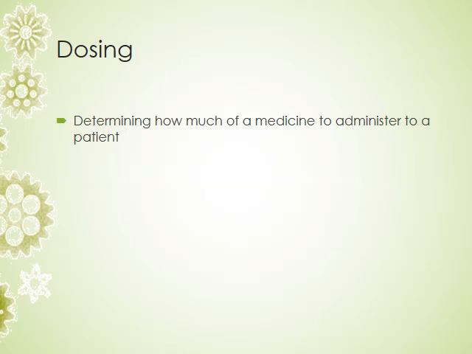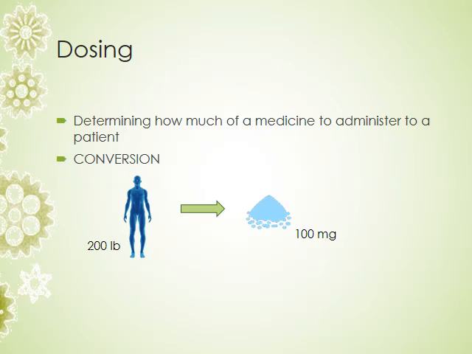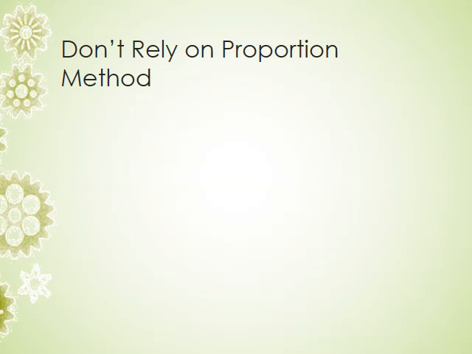Let's talk about dosing. Dosing is determining how much of a medicine to administer to a patient. Essentially, it's a conversion. We're really converting a 200-pound patient into the 100 milligrams of medicine that they would need, or we're converting a 150-pound patient to the 75 milligrams that they would need. Many people like to use the proportion method for dosing, but you should not rely on it.